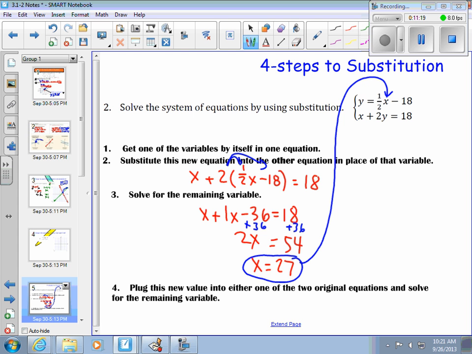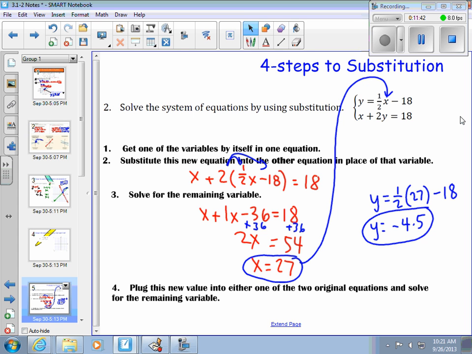So plugging that in, you get y equals 1/2. We know that x is 27 from what we just solved, minus 18. Doing a little arithmetic here, 1/2 of 27 minus 18 would be negative 4.5. So we have both our x and y now. For our solution then, it would be the point (27, negative 4.5), and that would be the answer. That's where, if we were to graph these out, the 2 lines would cross.